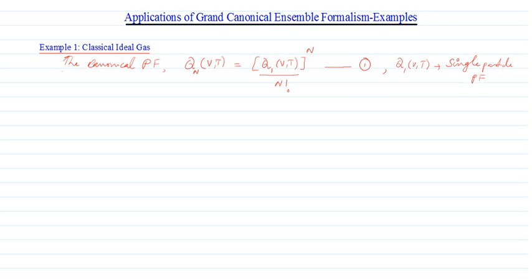Q_1 in equation number 1 is a function of V and T. And in the case of classical ideal gas, since the particles can be anywhere in the space available to them, we can say Q_1 is always directly proportional to V. So what we are going to do is separate the functional dependence of Q_1 on volume and temperature, and take them separately.